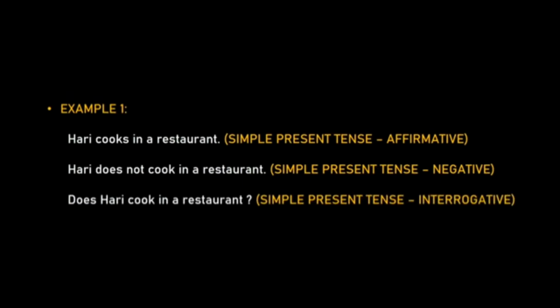Even these sentences are simple present. Hari cooks in a restaurant. It is simple present in affirmative. Hari does not cook in a restaurant. This is also simple present tense in negative. Does Hari cook in a restaurant? This is also simple present tense but in interrogative. So like this, all the examples can be written in these three ways.